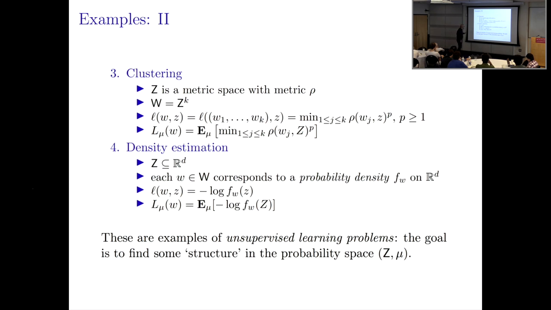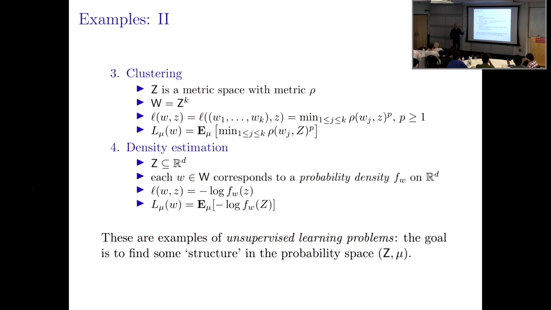And the loss, so now W is a tuple like this, right? So W1 through WK are actually elements of Z. And then we say, okay, here's a new element of Z. So what's our loss? Now I'm going to look through this collection of k elements, and I'm going to find the closest one to Z. And I'm going to penalize this choice by some power of this metric rho. And now my loss is this, right?